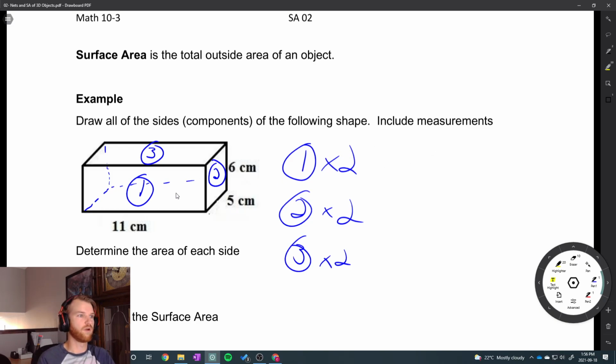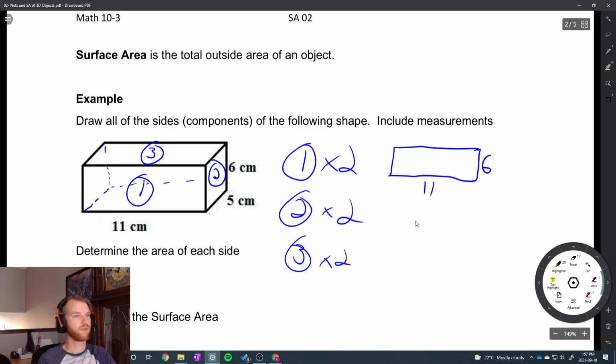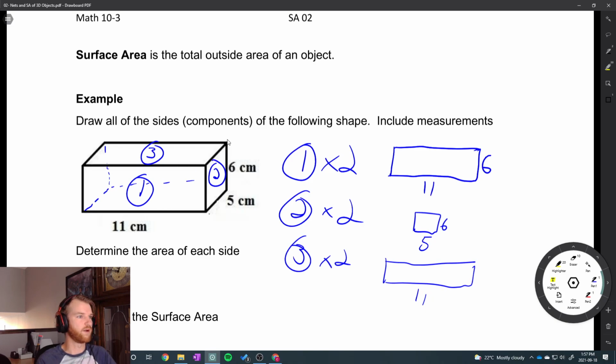So if I were to draw them out, shape 1, I said was the front, and it was 11 centimeters by 6 centimeters. Okay, it was 11 centimeters by 6 tall. Then we have shape 2, which was the sides. So that one was 5 by 6. I'm going to draw it flat here. It was 5 by 6. And then we have shape 3, which was the top. Okay, so the top was also 11 long, and it was 5 across there.